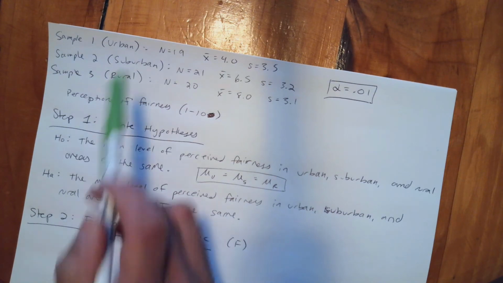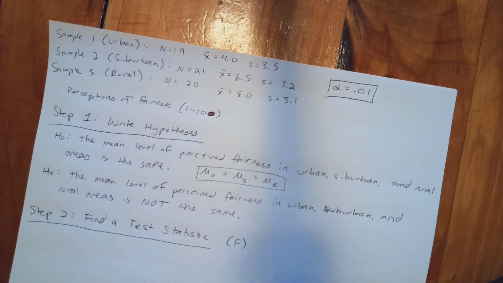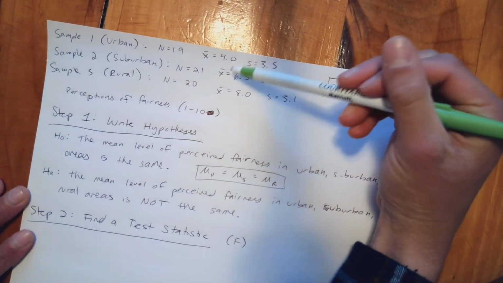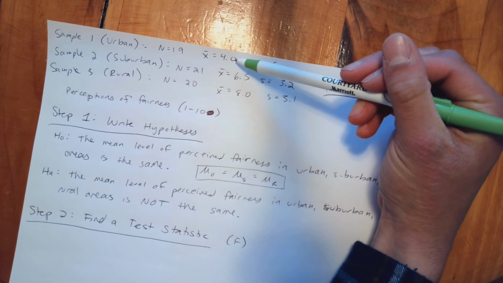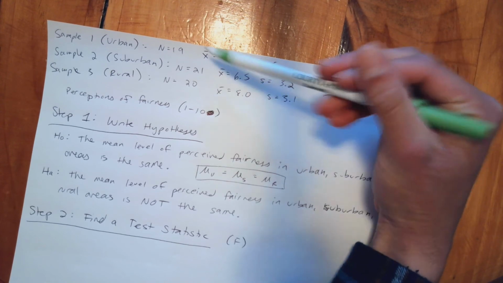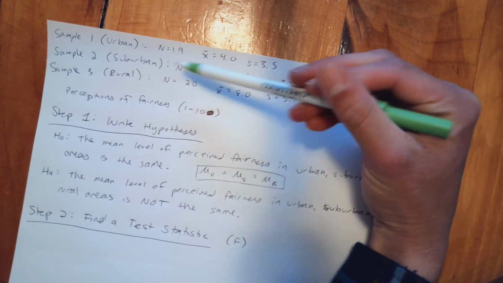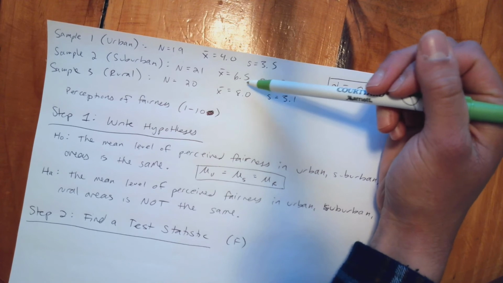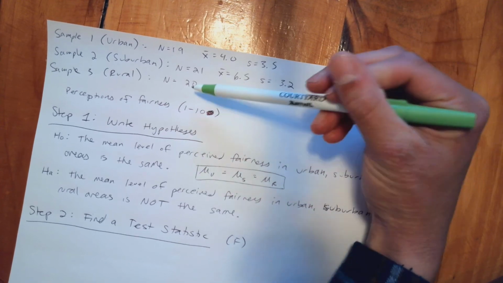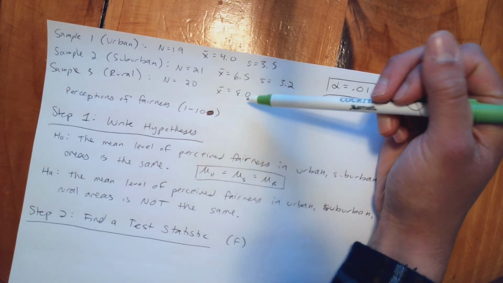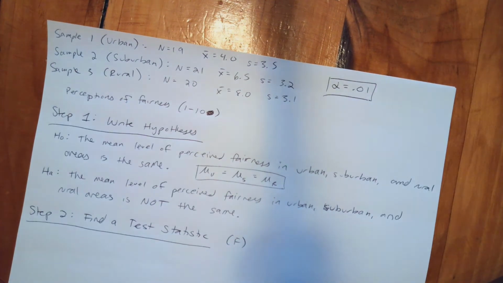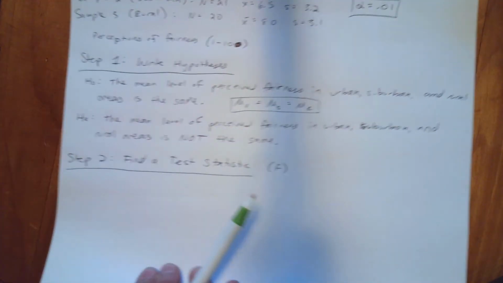So if people in urban, suburban, and rural areas all see the police as equally fair, what are the chances that you would just so happen to pick 19 people who rated them at an average of 4 from an urban area, 21 people from a suburban area who just happened to rate them at an average of 6.5, and 20 people from a rural area who just happened to rate them at an 8. So it's like, what's the chance of that happening if in reality in the population all the means would be the same?